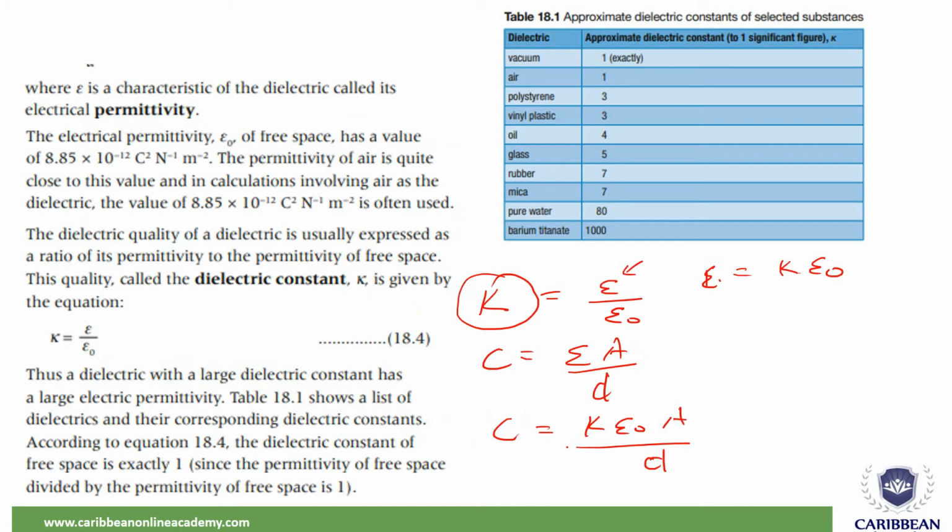Now, before we go there, let's just recall that epsilon naught is this value right here. It's equal to 8.85 times 10 to the negative 12 coulomb squared per newton per meter squared. So that's the actual value for the electrical permittivity of free space. So epsilon naught is equal to that value. Good, so please remember that.